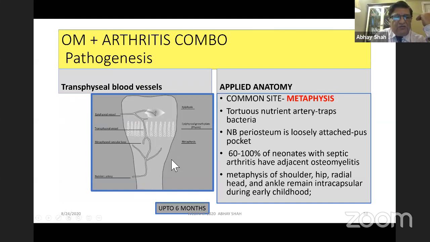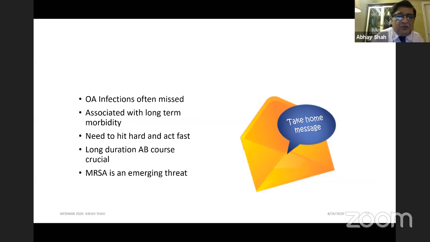Second, the periosteum is very loose. There are all the chances of developing pus pockets. And as rightly said, the metaphysis of the shoulder, hip, head of the femur, and ankle are always intracapsular. So damage to the growth plate is very important. Otherwise, it causes damage, and there will be shortening of the limb. So there will be many deformities, and that is why early debridement, early aspiration, early source control of infection, and exhaustive treatment is very, very important.